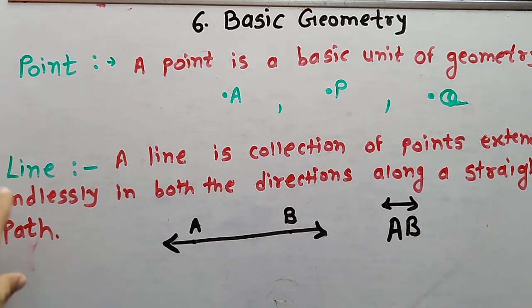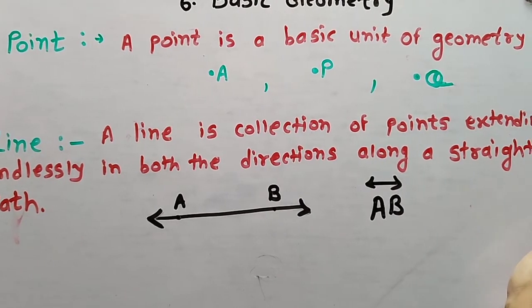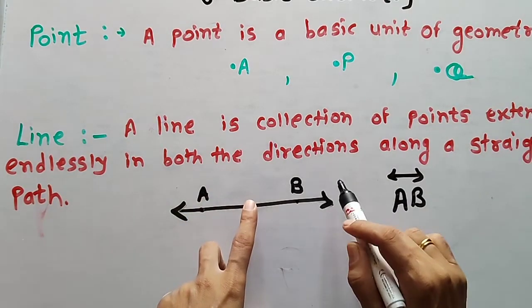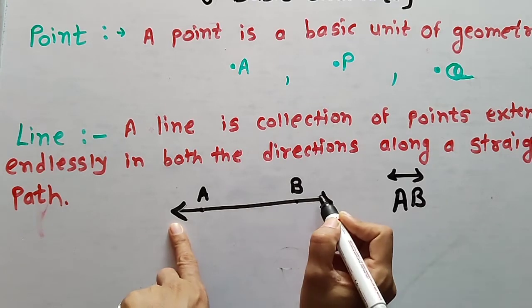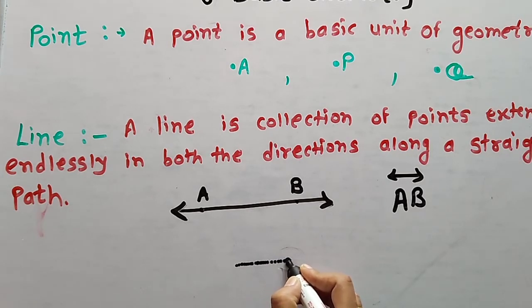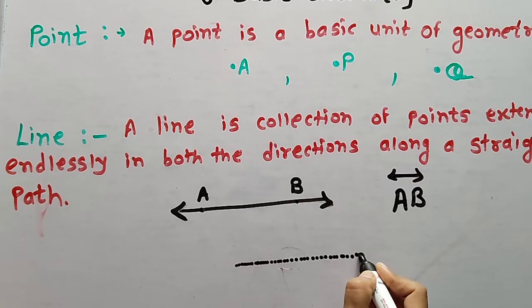Then the second is a line. A line is a collection of points extending endlessly in both directions along a straight path. See here, this is a line. A line is a collection of points. See, this is dot dot dot dot. This is a collection of points that go endlessly in both directions.